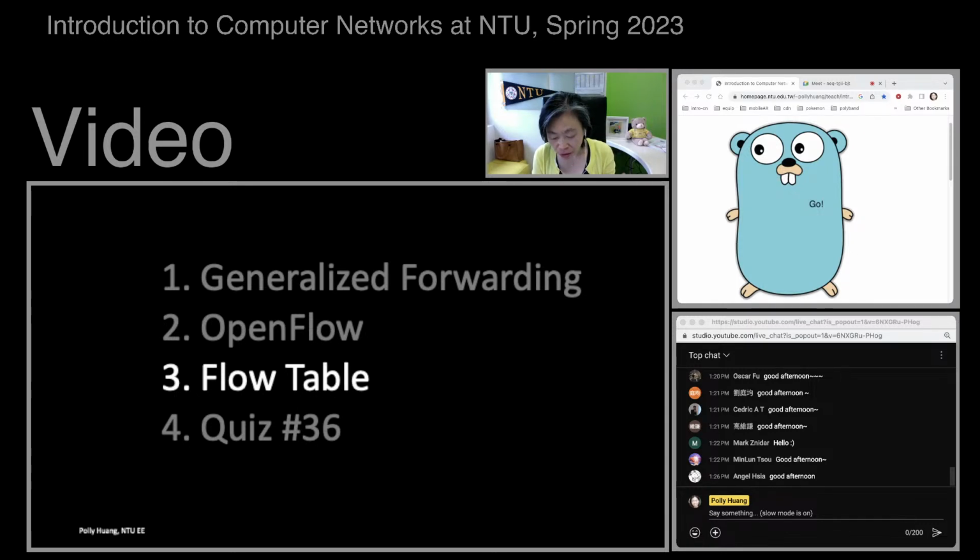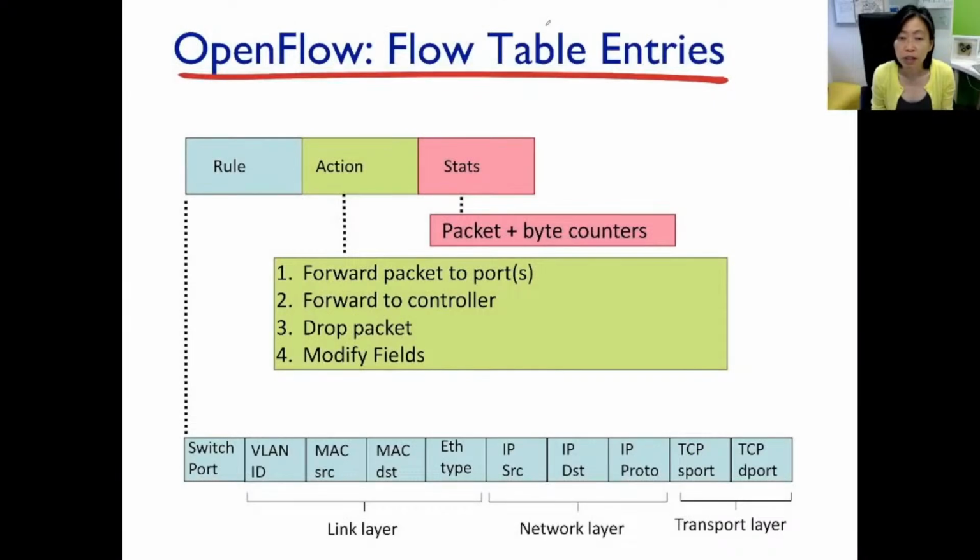Now, the next video, short, 2.5 minutes, is just to let you see how extensive the variety is to specify the rules. Pretty much all the packet headers can be used. With the generalized forwarding explained, now let's go back to this notion, the flow table.